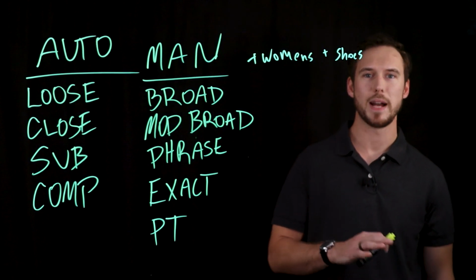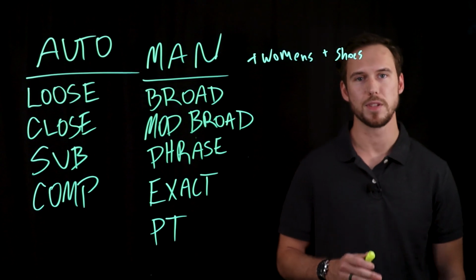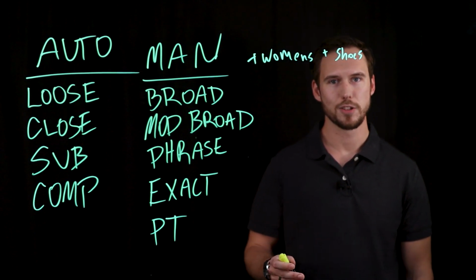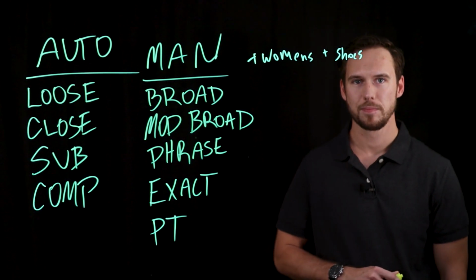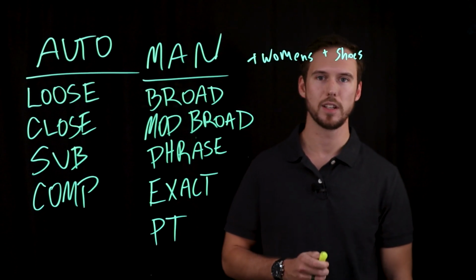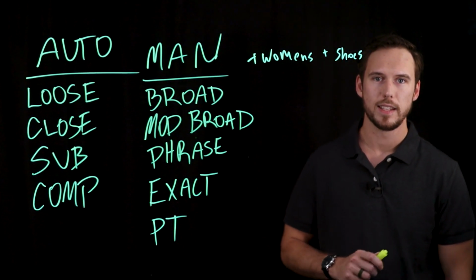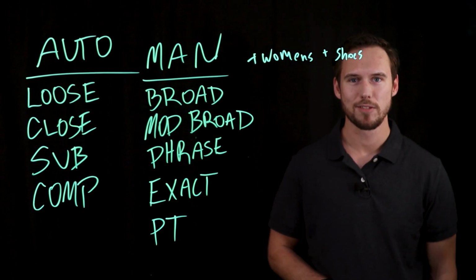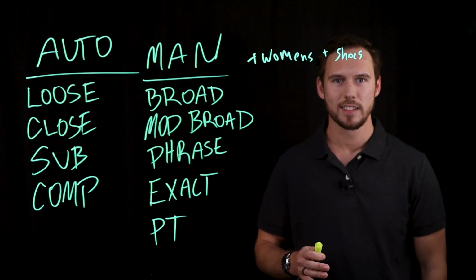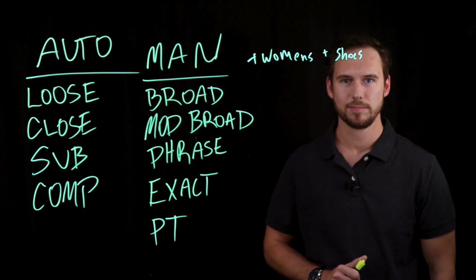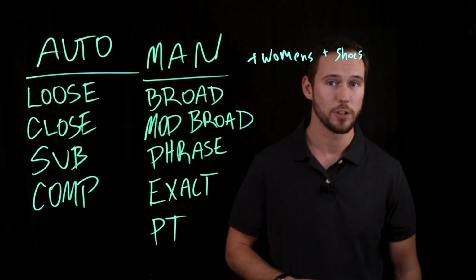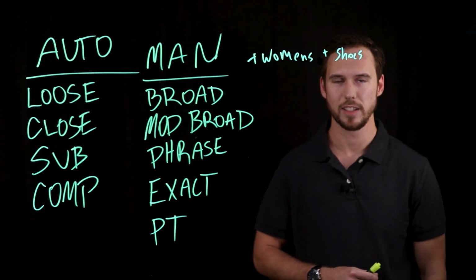By now, you can probably tell what this next one is going to be. With each layer of match type, we have become more and more specific, getting closer and closer to an exact match of the keyword that you're targeting. Exact match is exactly how it sounds. Whatever you're targeting is what the ad's going to show up on. So if you're targeting tennis rackets, then you're only going to show up when people search tennis racket.